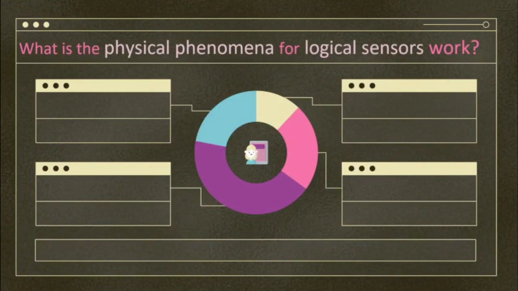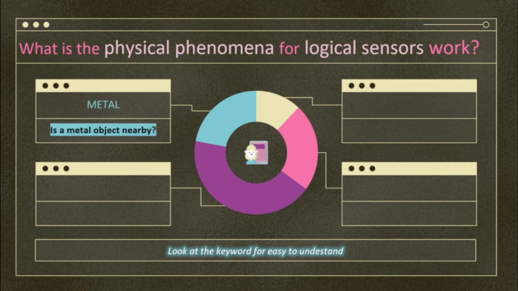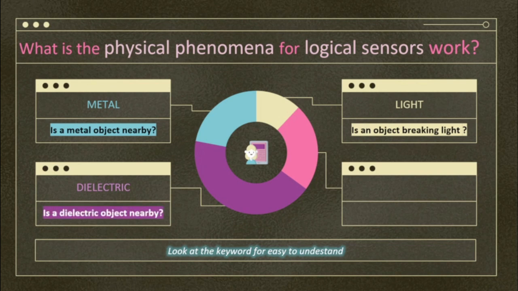What are the physical phenomena for logical sensors to work? There are 4 key points for the physical phenomena. First, metal: is a metal object nearby? Second, light: is an object breaking a light beam? Third, dielectric: is a dielectric object nearby? And fourth, touch: is an object touching a switch?